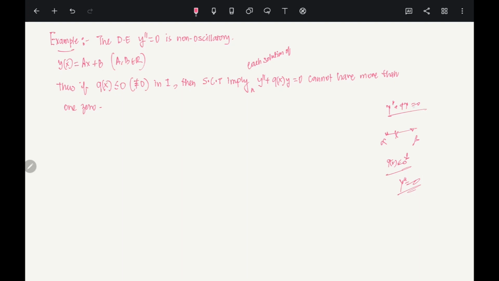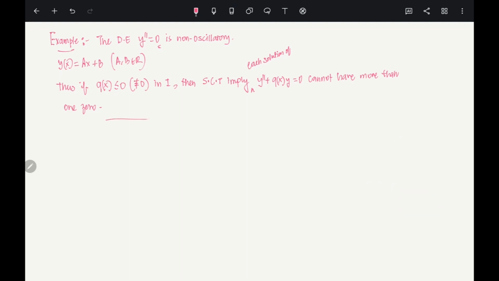See, y(x) equals x, that one solution may have a root, but y(x) equals, let's say, 1 also solves this problem. But that solution doesn't have any root in between alpha and beta. But what does the Sturm comparison principle say? It says that every solution of that equation will have one root in between. But a constant solution is not going to have that root. Clear? So this equation y double prime plus q(x) y equals 0 is non-oscillatory.